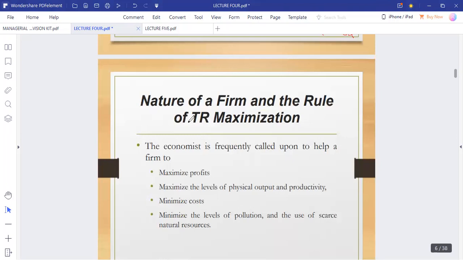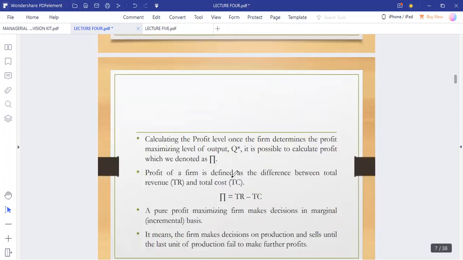All right, so we go to the nature of firms and the rule of revenue maximization. Economists are frequently called on to help maximize profit, minimize costs, maximize physical output and productivity, minimize levels of pollution, and use scarce resources optimally. In calculating profit, given by pi, profit is simply total revenue minus total cost. To maximize this, we differentiate the profit and equate to zero. dPi over dQ is equal to zero. This is how we maximize profit.